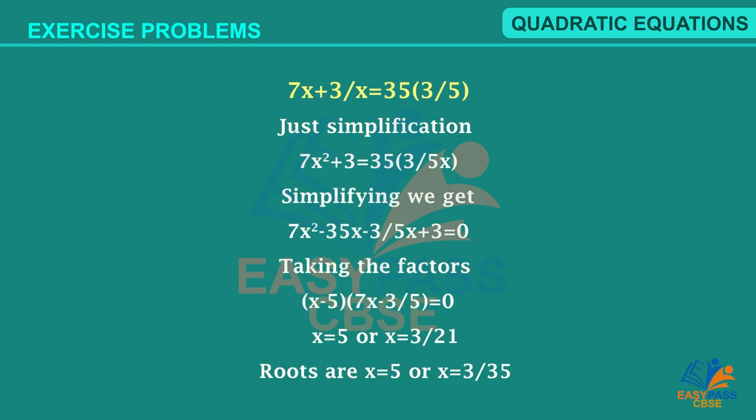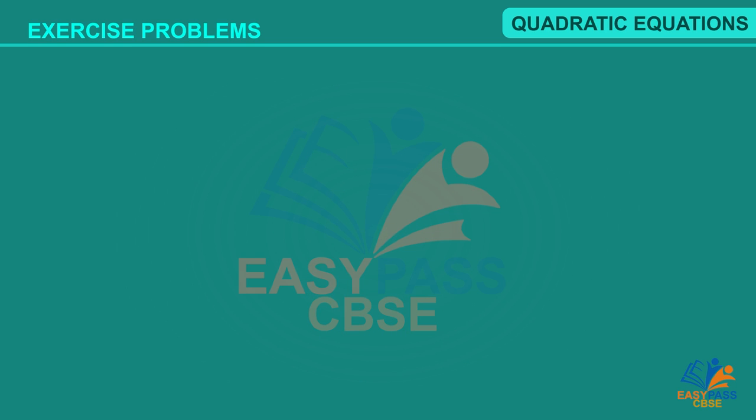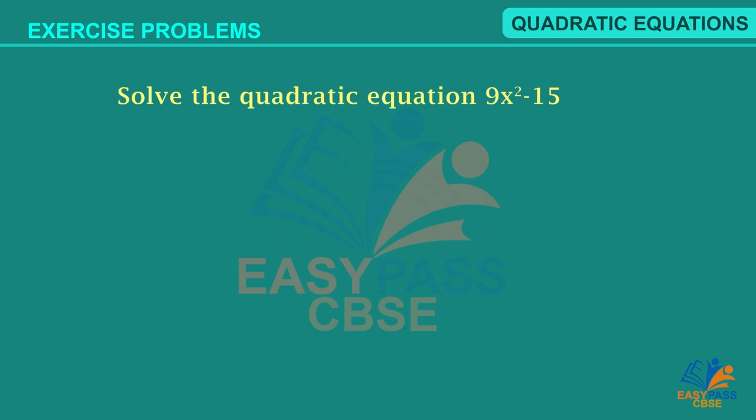Now, this exercise is over. The next class, we do the next exercise. Problems on solution of quadratic equation by completing the square. Let us do a few examples. Solve the quadratic equation 9x square minus 15x plus 6 is equal to 0. 9x square minus 15x plus 6 is equal to 0.